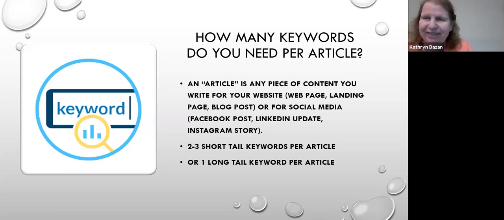What you're looking to do, as I mentioned, is to have 2 to 3 short-tailed keywords. Those are your nouns. Or at least 1 long-tail keyword, and that's a question or a statement. 5 insanely smart ways to save money on buying your next car.